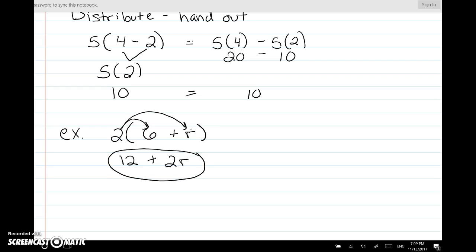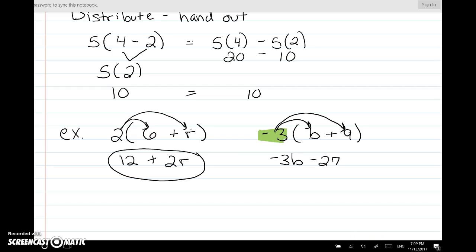Let's try another one. Let's do negative 3 times (b plus 9). So when I distribute the 3, I have to include that negative there. It's negative 3 times b and negative 3 times positive 9. Negative 3 times b is negative 3b, plus, whoops, hold on, ignore the plus. Negative 3 times positive 9 is negative 27.